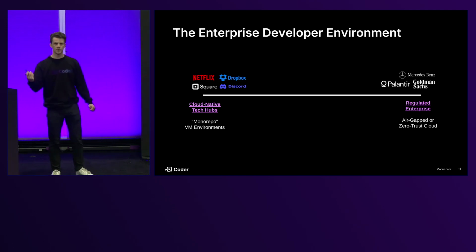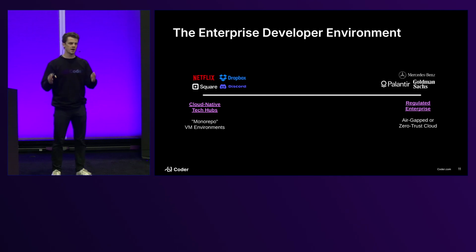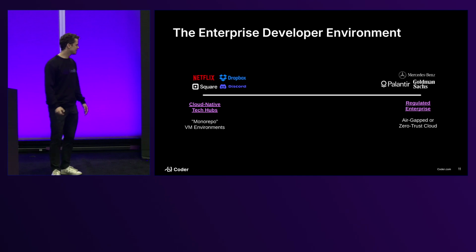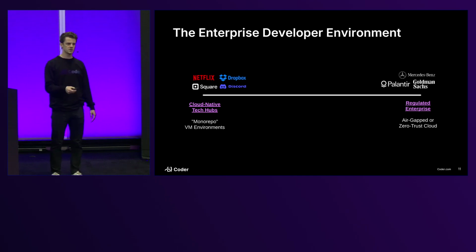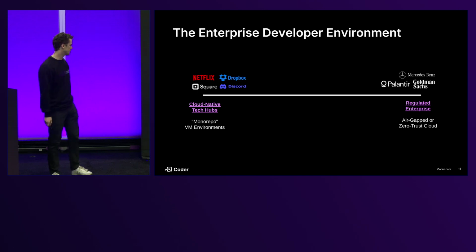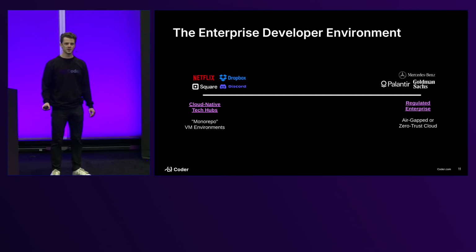So I've been at Coder 4 years, and over the last 4 years, I've had the privilege of working with two separate profiles of customers. For simplicity's sake, there's the cloud native tech hubs. These are people like Netflix who have been doing something like cloud development environments for a while, but don't want to reinvent the wheel anymore, so move over to a platform like Coder. And these people will typically work in a monorepo, and they're giving each developer a VM.